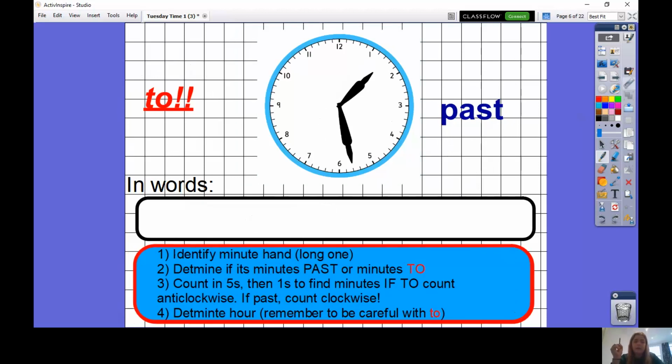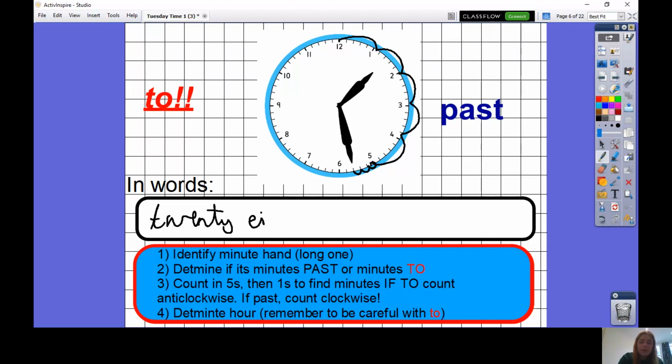Let's look at the next one then. Identify which one is the minute hand. So that's the long one. This clock looks different, but I'm still looking for the long minute hand. OK, am I talking about past or to? Which side of half past is it on? I'm looking at past, so I'll count in this direction. First, I'll count my 5s and then I'll count my 1s. 5, 10, 15, 20, 25. I can't do another jump of 5, so now I need to go 26, 27, 28. So that means it's 28.